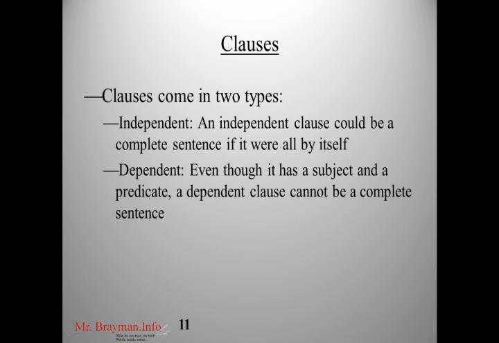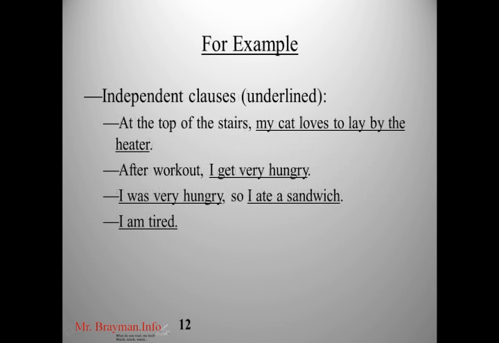So clauses come in two types, right? We have independent clauses. An independent clause could be a complete sentence if it were all by itself. And indeed, as we're going to see, simple sentences are just single independent clauses. And dependent clauses. Even though it has a subject and a predicate, a dependent clause cannot be a complete sentence. And so you just need to remember: independent, by self; dependent, not by self. That's how we can remember those, right?